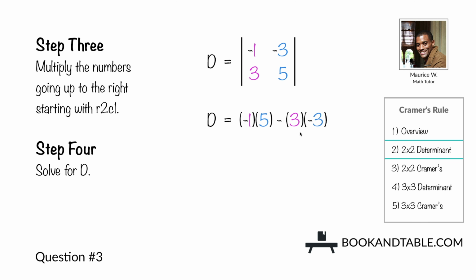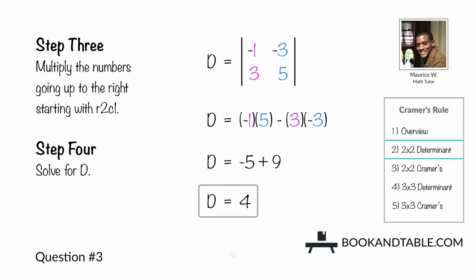And now step 4, we can solve for D. So we have negative 1 times 5, which is negative 5, minus 3 times negative 3 is negative 9. Negative 5 minus negative 9 is equivalent to negative 5 plus 9, and that would be equal to positive 4. So the answer to question number 3 is the determinant is equal to positive 4. So that is the answer to question number 3.